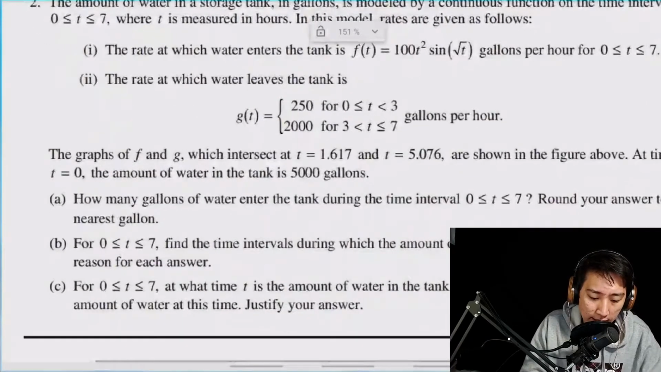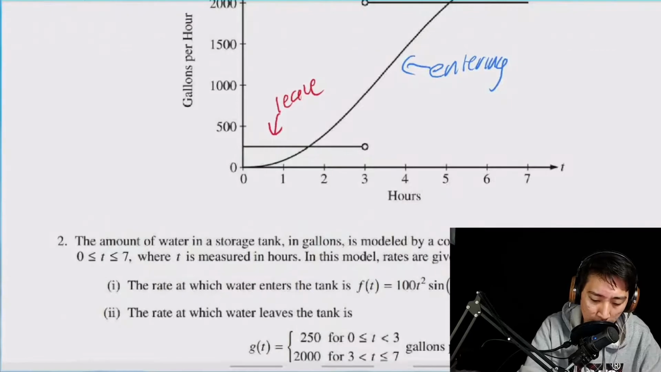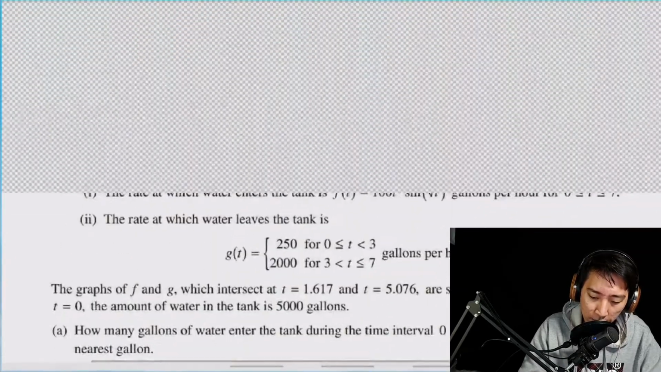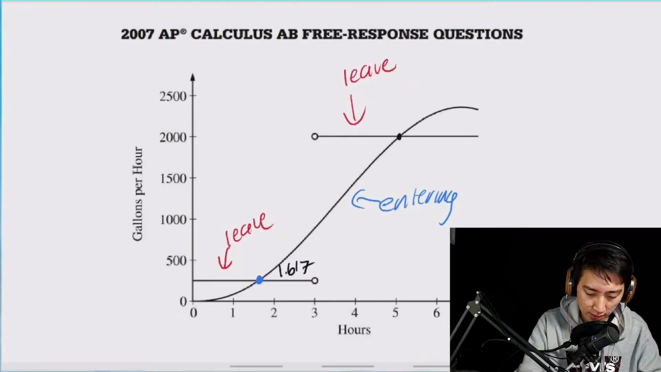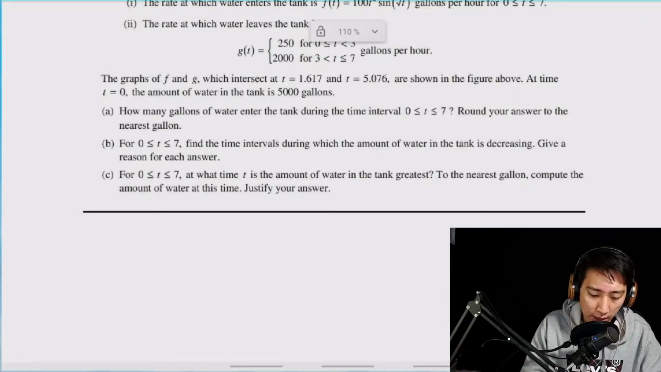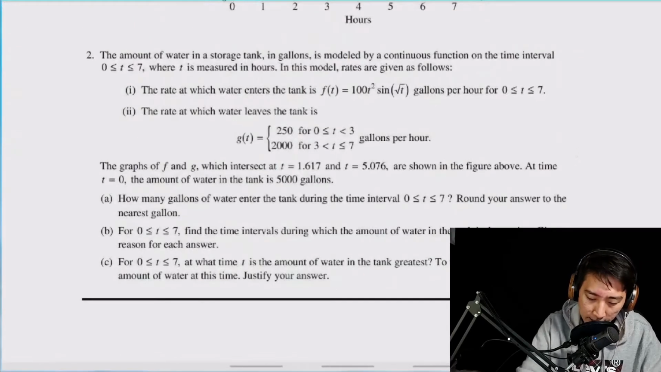And then it says the graphs intersect at t equals 1.617. So I'm going to just mark that out over here, 1.617, and then 5.076. All right, so that's what we have here. At the time, the amount of water in the tank, what we know is that the amount of water at the start is 5,000.